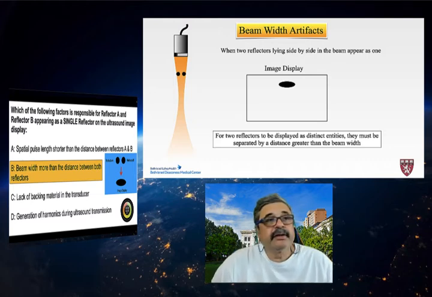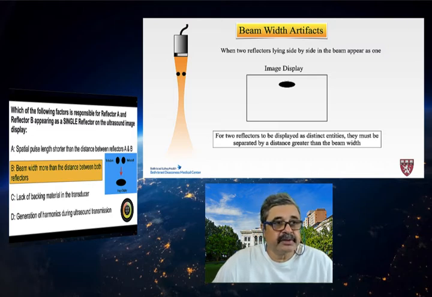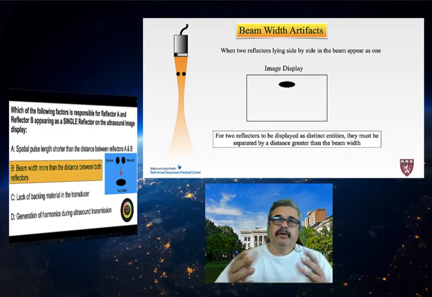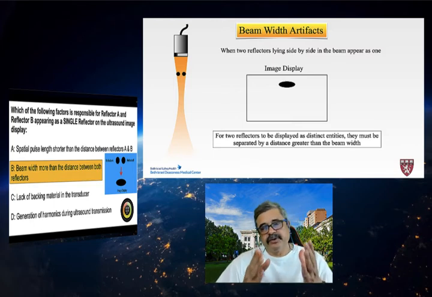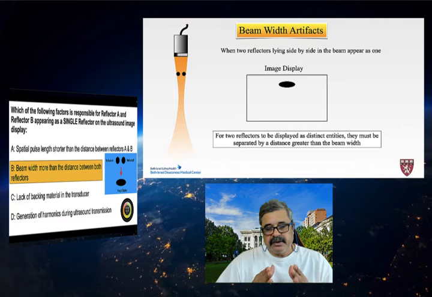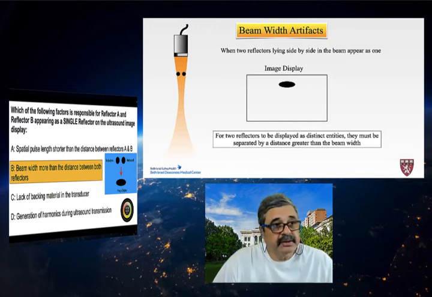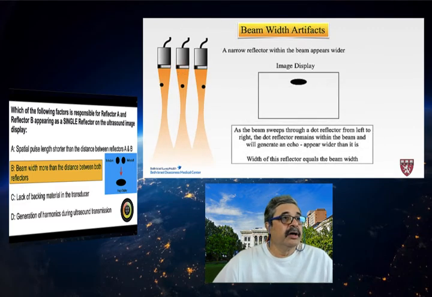So for 2 reflectors to be displayed as distinct entities, they must be separated by a distance greater than the beam width. While we're talking about beam width, in actuality what that means is the scan lines. If the distance between 2 scan lines is more than the distance between the 2 reflectors, they will be shown as a single reflector. That's a deterioration of the lateral resolution. So a narrow reflector within the beam appears wider. That's what it looks like.